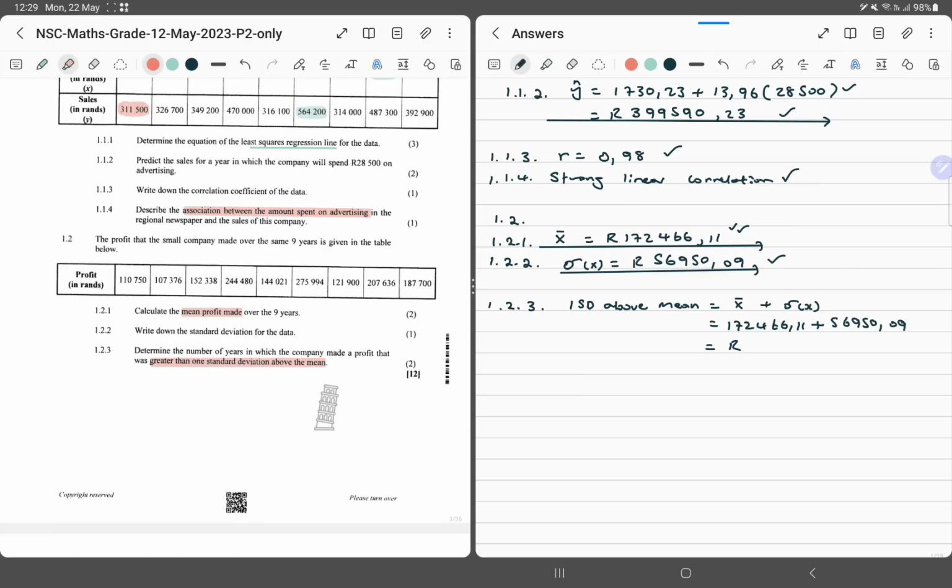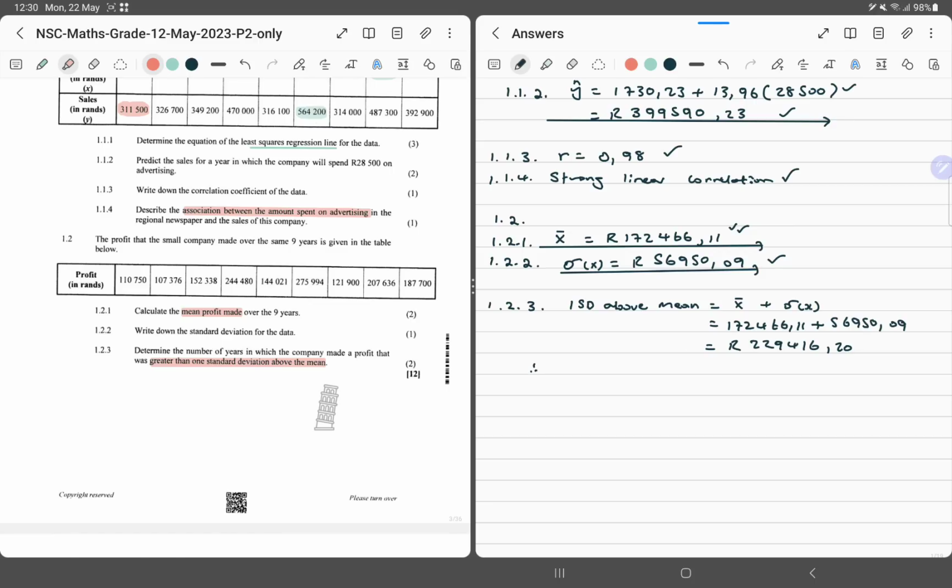So we've got 172,466.11 plus 56,950.09. So this one is basically, sorry, not 22, but it's 229,416 rands 20 cents. All right, so that is one standard deviation above the mean.